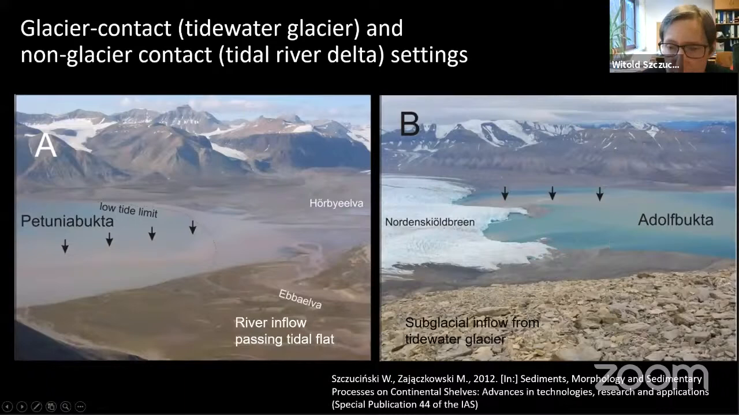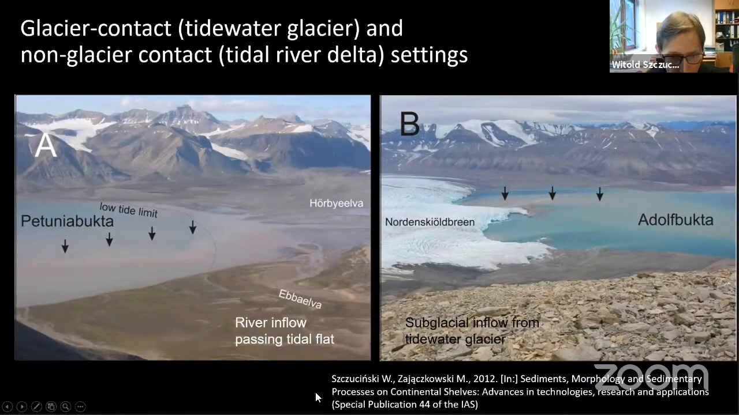Well, both systems have some similarities and some dissimilarities. Let me show you an example from two bays which are just next to each other, Petuniabukta and Adolfbukta in the central part of Spitsbergen. On one hand, we've got several rivers meeting together on a tidal flat and supplying the sediment to the fjord head delta. On the other hand, we've got a tidewater glacier with one major subglacial outflow. You can trace this plume from this outflow.